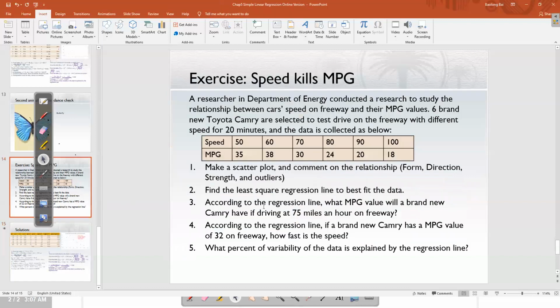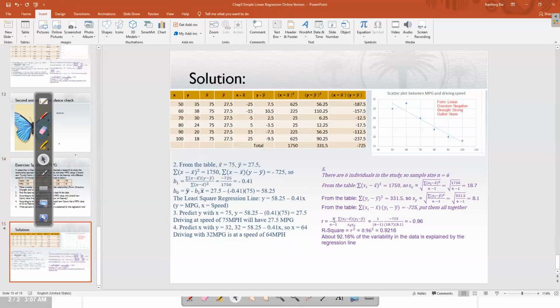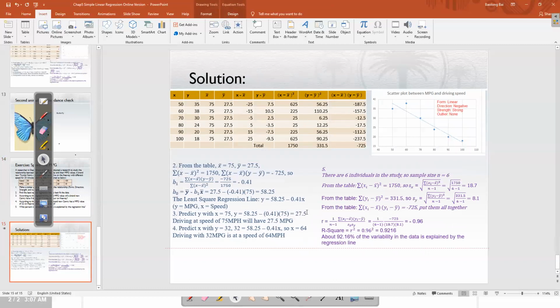Okay. So then, according to the regression line, what MPG value will a brand new Toyota Camry have if you drive at 75 miles per hour? So when you drive at different speeds, estimate their MPG values. Of course, 75 is within the sample data range, right? It's safe to predict. So just put 75 into x in the equation, right? So for this, x will be replaced by 75, and we can calculate. It's about 27.5 miles per gallon, right?